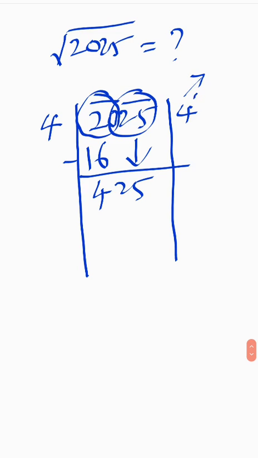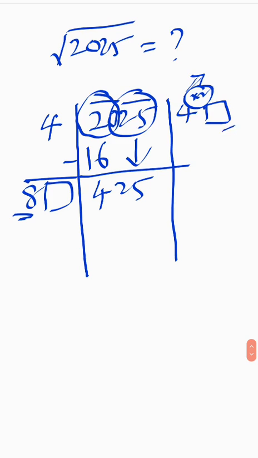After completing the first step, multiply the quotient 4 by 2. 4 2s are 8, write it here. Now that is the new divisor. Whatever quotient is there, multiply with 2, so you get 8. Now one more digit is needed here, and these two numbers must be equal again. When you multiply them, you must get 425 or less than 425.